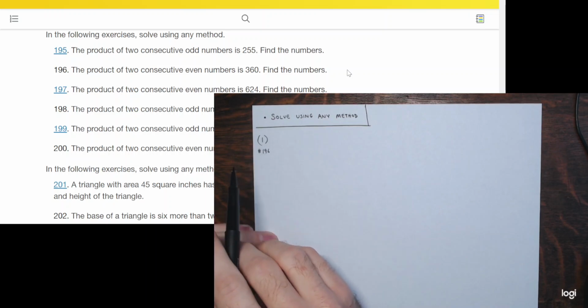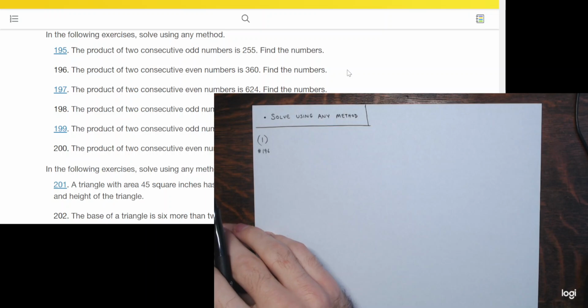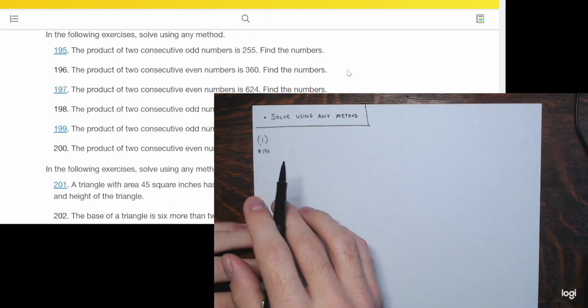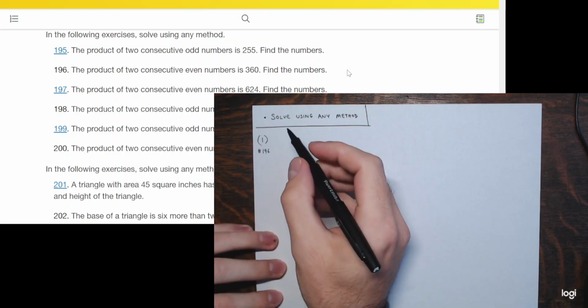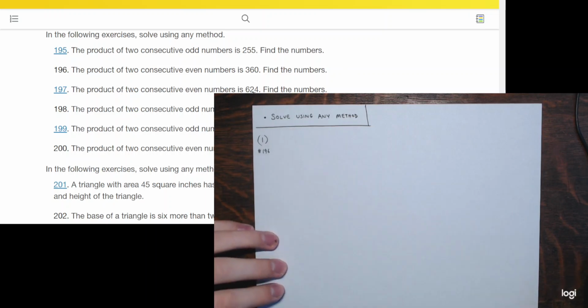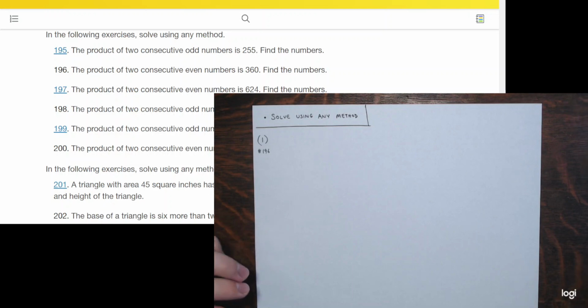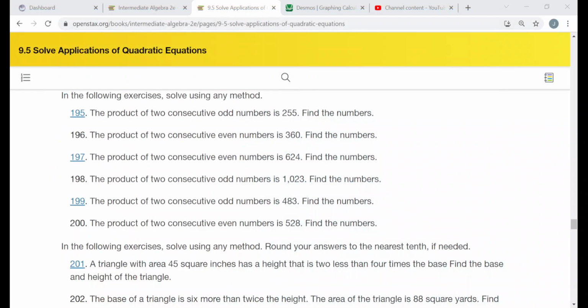Alright, now you could play around with it. It says the product of two consecutive even numbers is 360. Now you can play around with it, factor 360, and maybe eventually you'd get down to, oh yeah, it's 18 times 20. Right, two consecutive even numbers. But first I want to talk about consecutive even numbers. So let me just make this bigger actually.